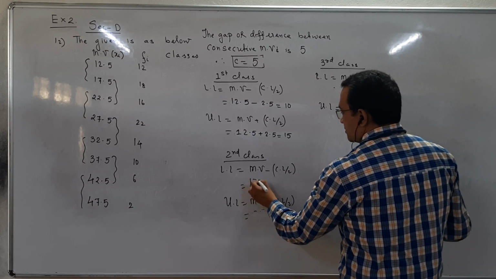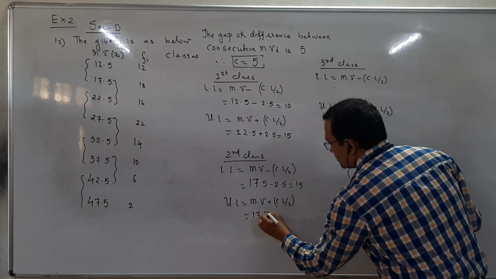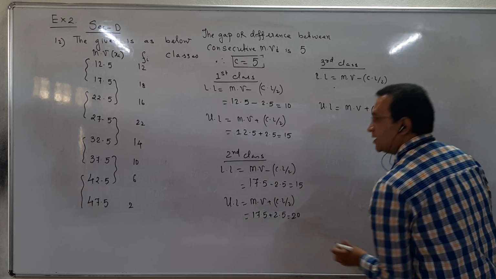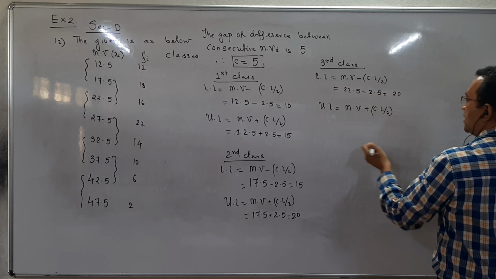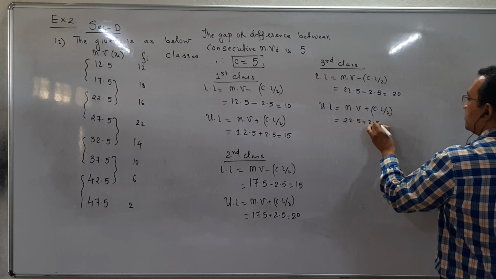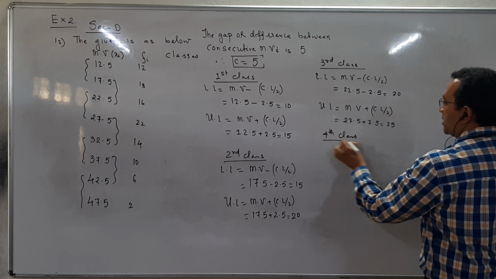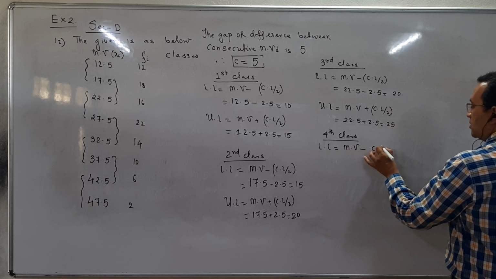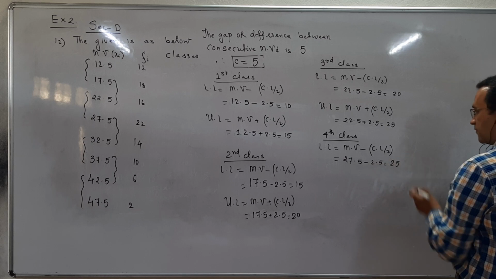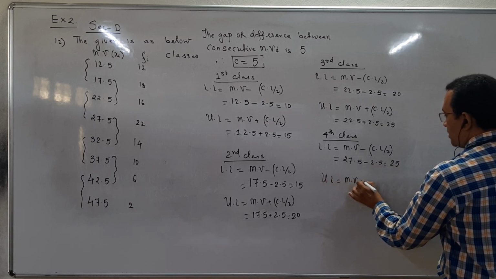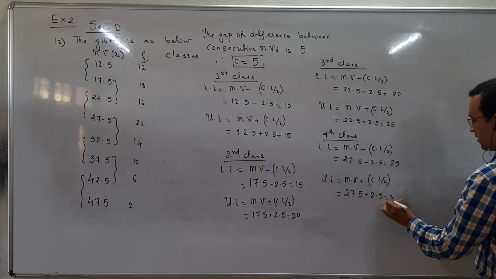Second class, 17.5 minus 2.5 is 15. And here, 17.5 plus 2.5 is 20. Same way for class number 3. 22.5 minus 2.5 is 20. And 22.5 plus 2.5 is 25. Okay, for the fourth and fifth class I am showing, then you can easily write, but you have to calculate mid value minus half the class length. 27.5 minus 2.5 is 25. Upper limit is mid value plus half the class length. 27.5 plus 2.5 is 30.